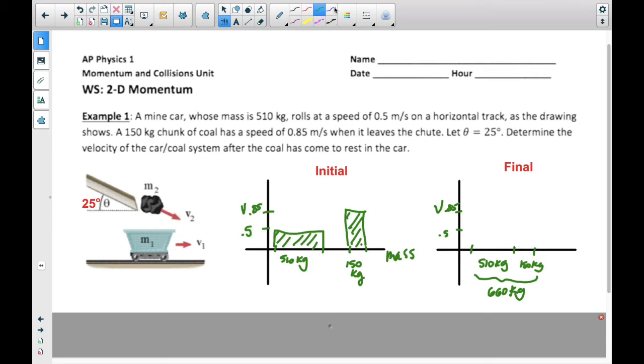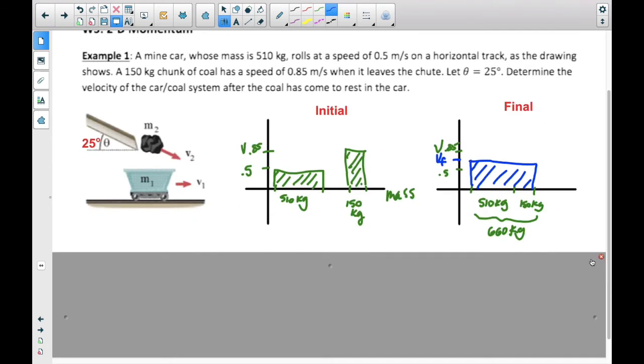Now, is it going to make it go as fast as the original one was before, the 0.85? No, it's going to go somewhere in between there. So we can just call that V final. And I don't know where that is. That's what I need to figure out. All right, so my IF charts, what they allow me to do is now I can look at this and I can set up my equation from this.